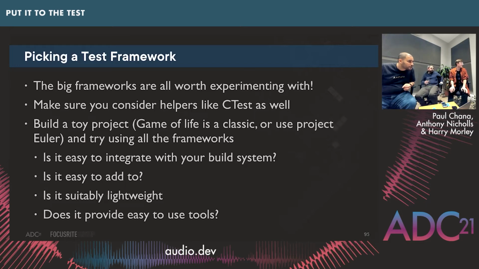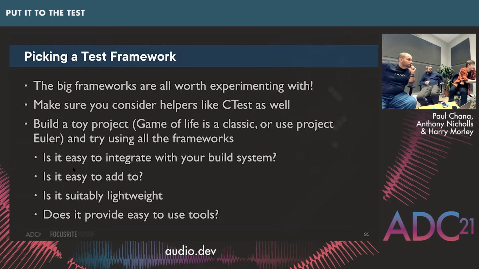Cool. So if you're new to this, I guess it might be worth playing with all the major ones and seeing what works best. As we said, CTest, if you're using CMake, integrates really nicely. Game of Life, nice. Didn't see that.